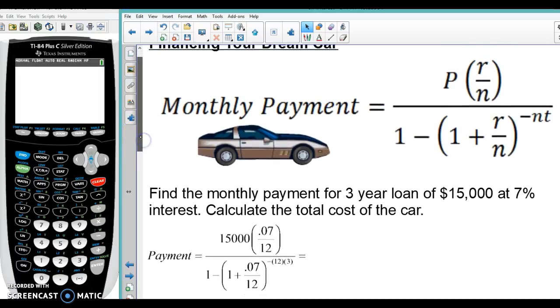So scrolling up just a little bit, here is what that would look like as I plug in those values into the formula. So I have 15,000 times 0.07 over 12 divided by 1 minus the quantity 1 plus 0.07 over 12 to the negative 12 times 3 power. Now we have done some with negative exponents this chapter as well.